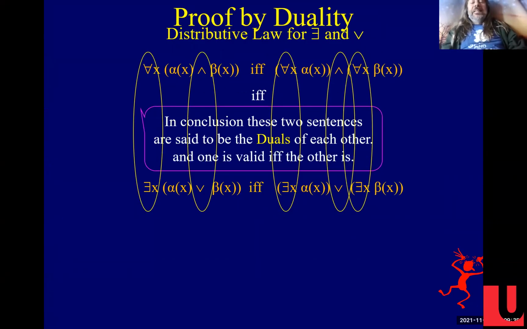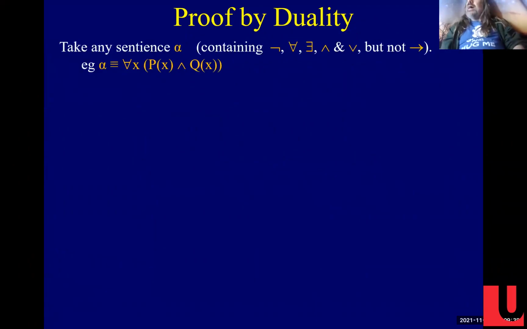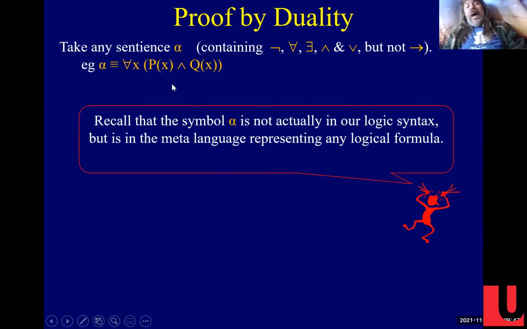So that's what we're going to do. All right, so let's take any sentence alpha. Here's some examples, some sentence alpha. And remember that alpha is not actually part of our language, so we can't have alpha in our language. What we really have as our variables are things like P and Q, right? So let's write down something all down to P's and Q's.